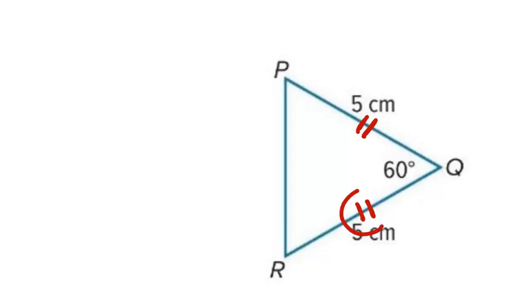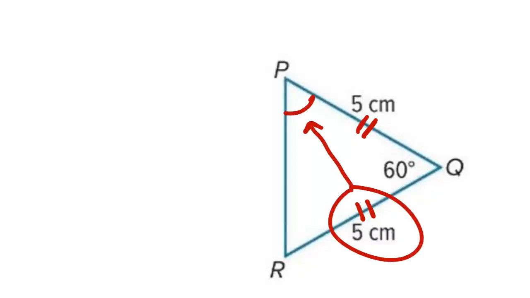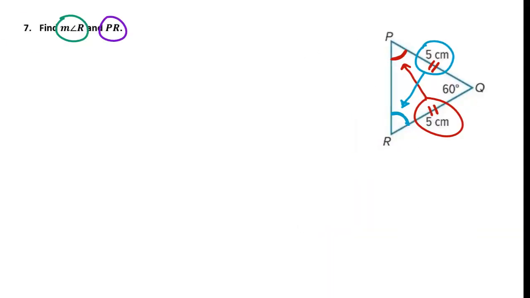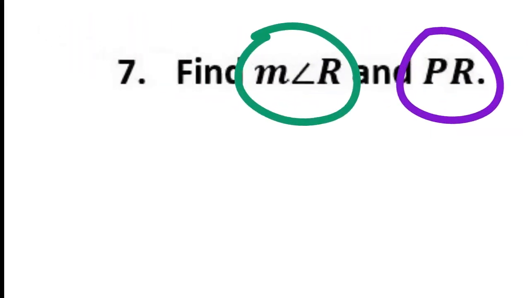P and R. Opposite this side would be this angle right here, and opposite this side would be this angle down here. So those two angles have to be congruent to each other. I don't know how big either one is, so what could I call them? I can call them X.